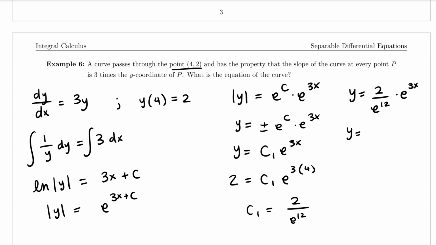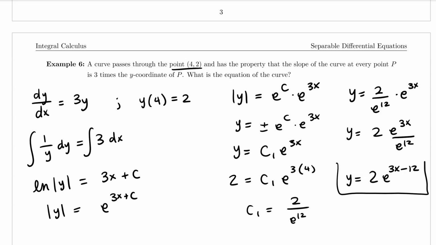And just to do something kind of slick, this is the same thing as 2 times e to the 3x over e to the 12th. And so that I don't have to deal with a fraction, that's equivalent to 2 times e to the (3x minus 12), because of the way exponent properties work. And so here we have our final answer.